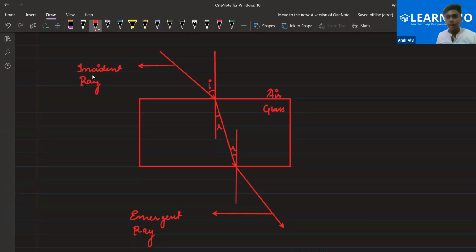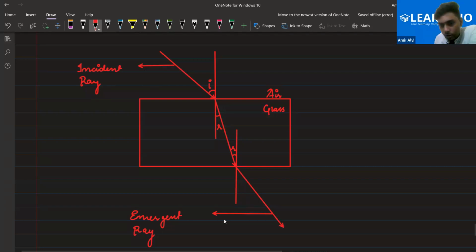Please draw this diagram side by side. Actually, you will get a little practice when you draw along with me. When you draw it yourself, if you have any doubt, you can ask me in the class as well, and the recording is also present, right? So incident, okay? So this one is done.